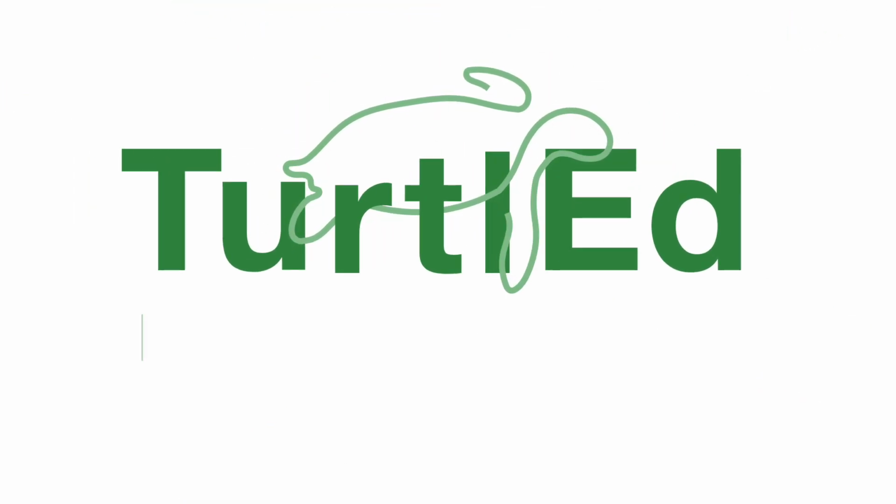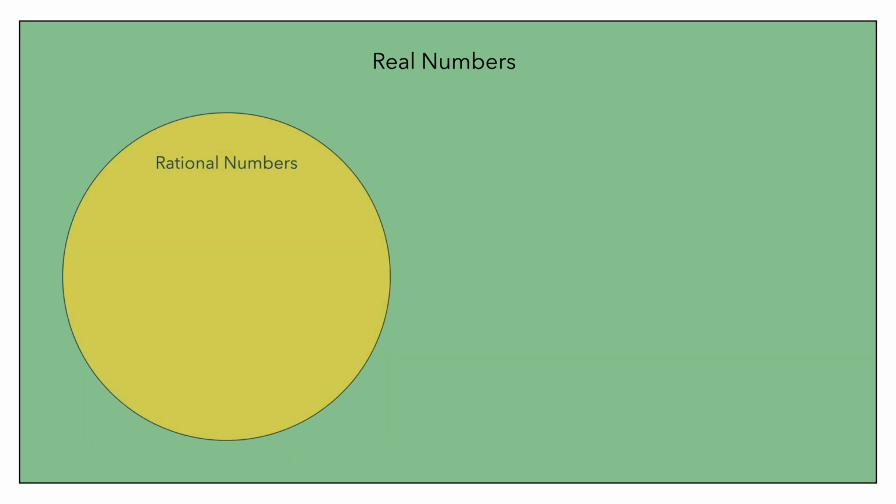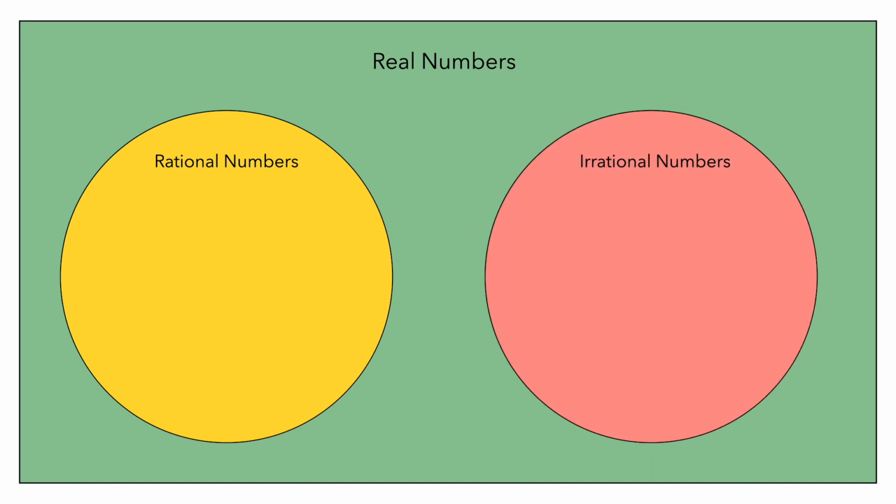In this video, we are going to learn how to define irrational numbers. So when it comes to irrational numbers, we first have to look at the scope of real numbers. In all real numbers, there's two categories: rational numbers and irrational numbers, which we'll be going over in this video.